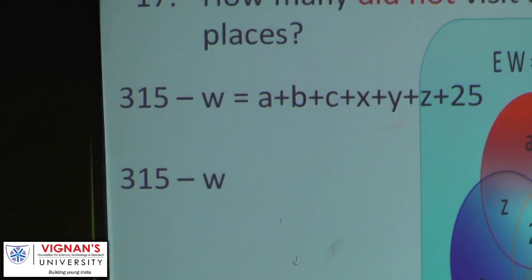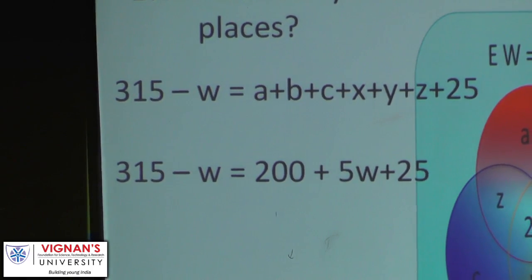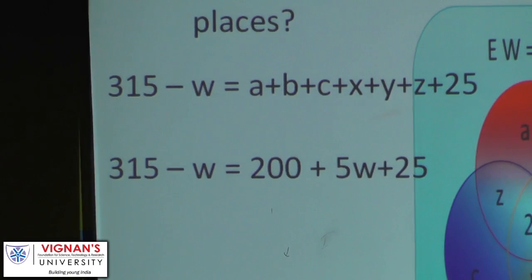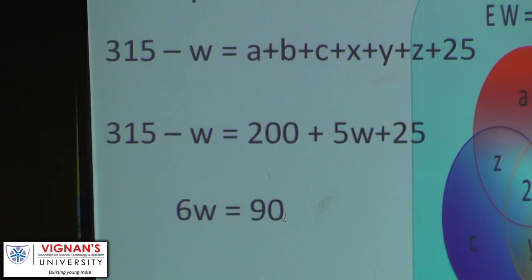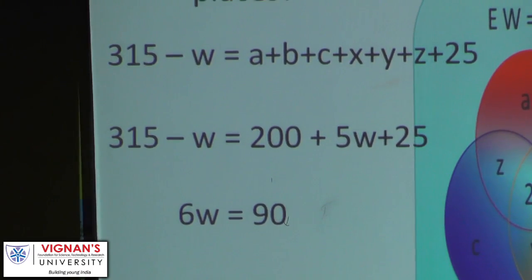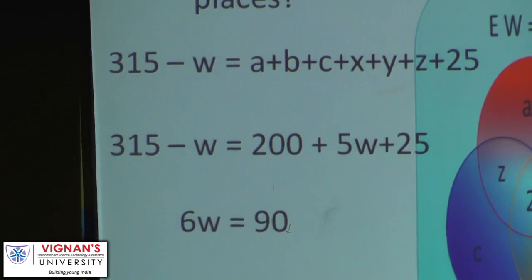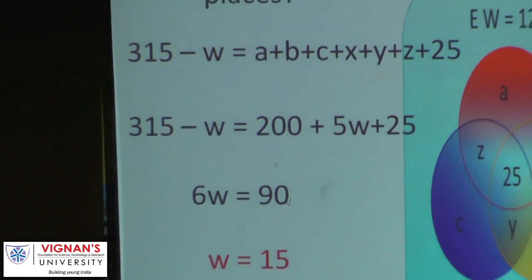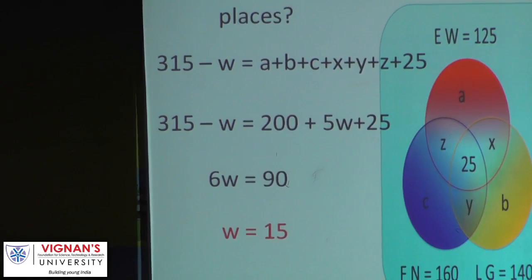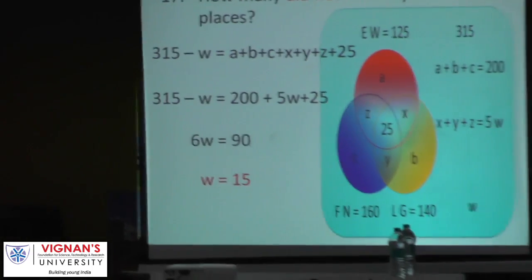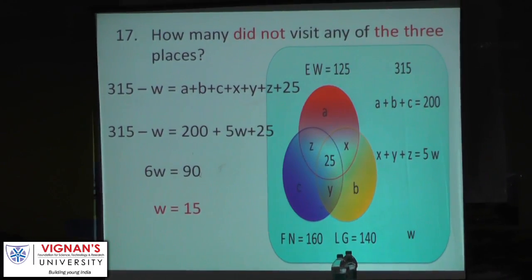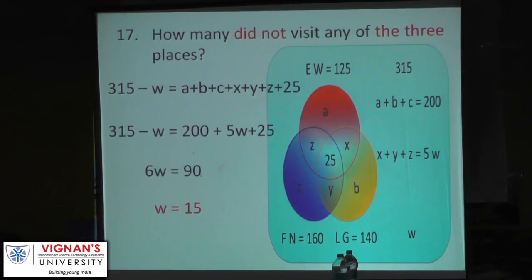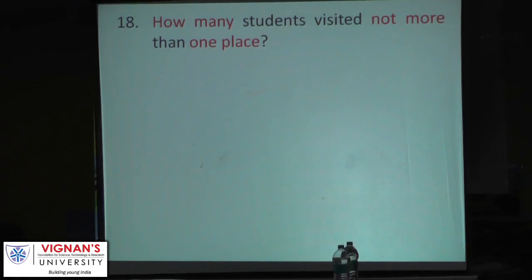So that's what we are going to do. 200 plus 5W plus 25. So obviously 6W is 90. So W is how much? 15. So how many did not visit the 3? 15 students. How many visited exactly 2 of the 3 then? 75. How many students visited not more than one place?